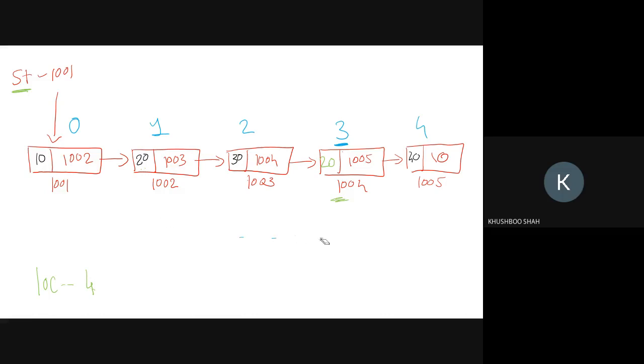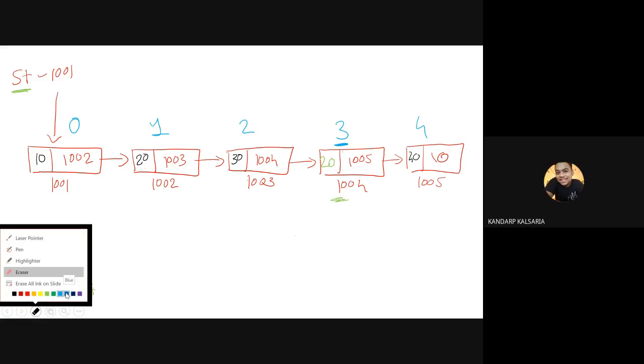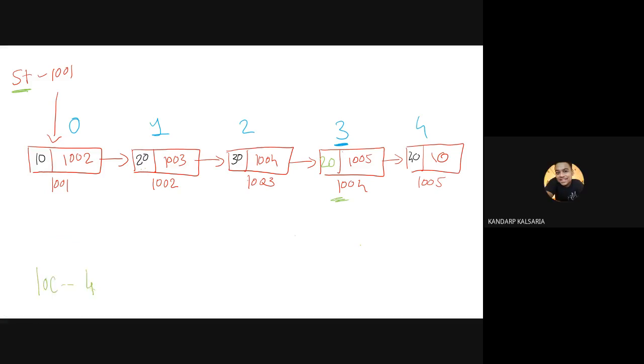What do I need to do? We should declare a temp pointer variable, and that pointer variable will point to index 2, that is location minus 2. So we take the next of location minus 2, that is 1004, and in that 1004 we rewrite 1005. So it will directly point to the next node and skip the third node.